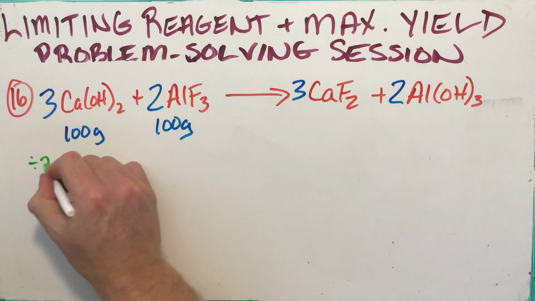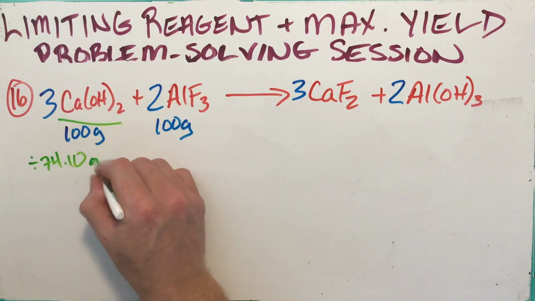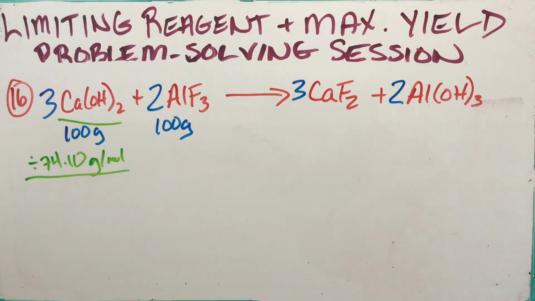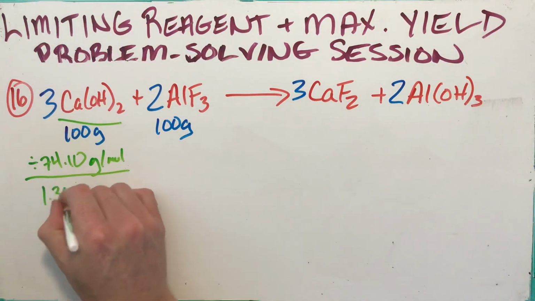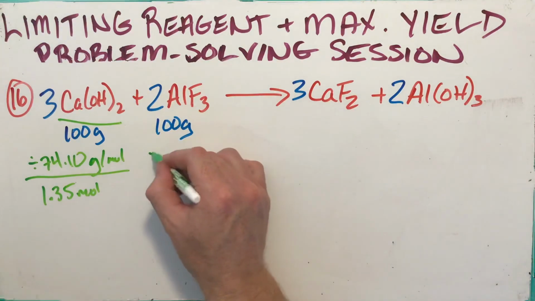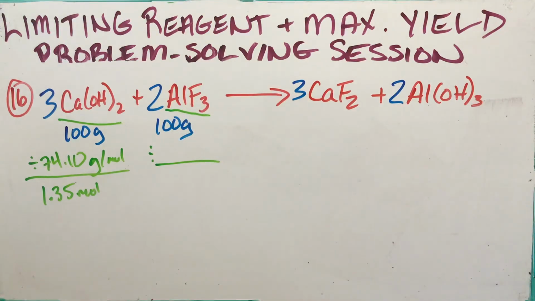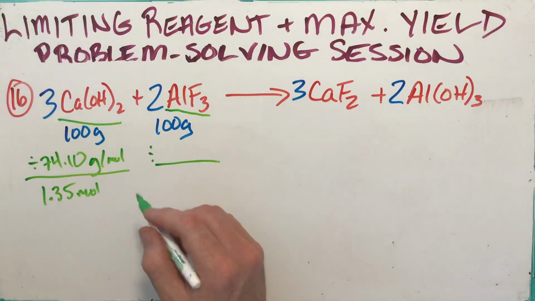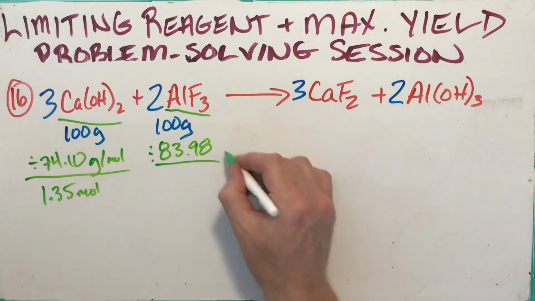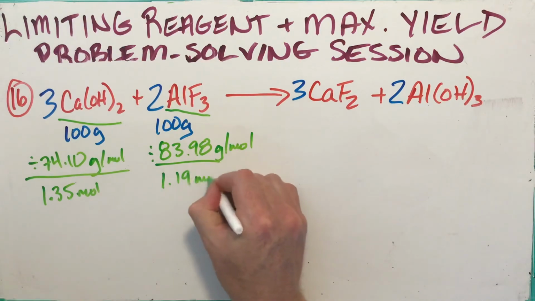So I'm going to divide by the molar mass for the calcium hydroxide. Again, I just do this. I don't use the 3. And when I divide that out, I end up with 1.35 moles. Do the same thing here for my aluminum fluoride. Again, I'm just doing the Al and 3Fs. I don't use the 2. I'll use that later. So when I add up an Al and 3Fs, I get 83.98 grams per mole using my periodic table values. When I divide that out, I get 1.19 moles of that.